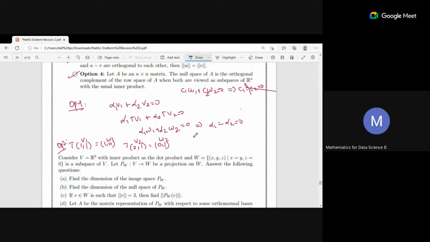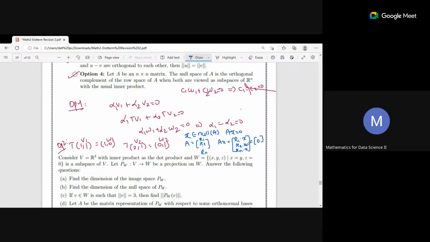Okay, so let us say you are having x in the null space of A. It means what? Ax is equal to 0. Now let us say A has rows R1, R2 up to Rn, an n by n matrix. Now Ax can be written as R1 dot x, R2 dot x, Rn dot x. So now this is equal to 0.